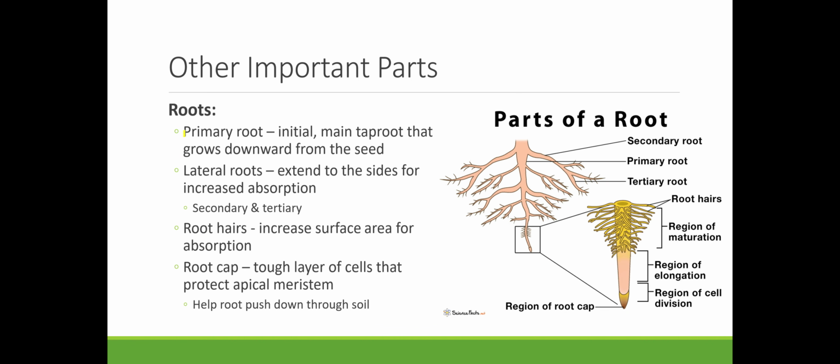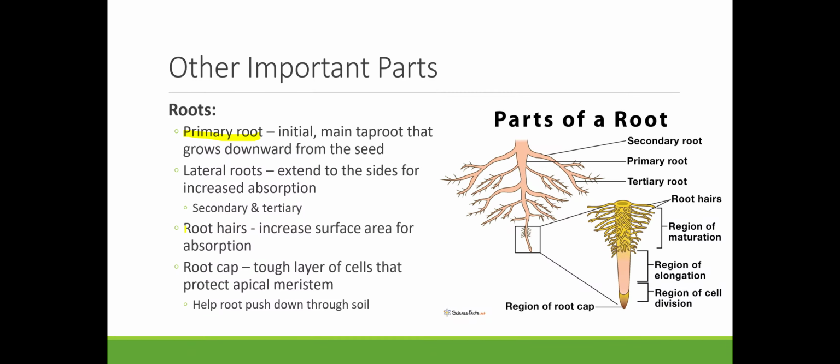And so a taproot has a primary root. This is the main root that grows downward from the seed, from what's called the radicle. And then from the primary root, you'll have some extensions called lateral roots, and they extend out to the side. And anytime you have extensions or foldings, it's all about increasing surface area, okay? So by having these lateral roots, it's going to help to disperse those roots and take up more surface area to increase absorption. And so these lateral roots could be secondary or tertiary, so the first, second, and then third branches.